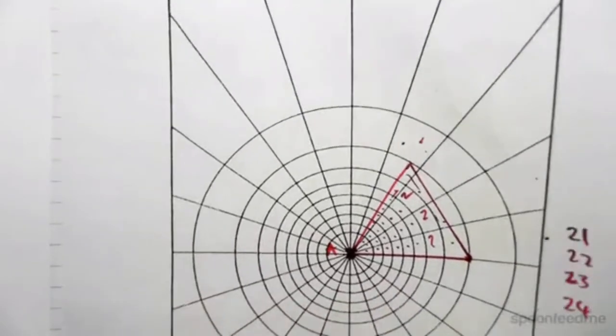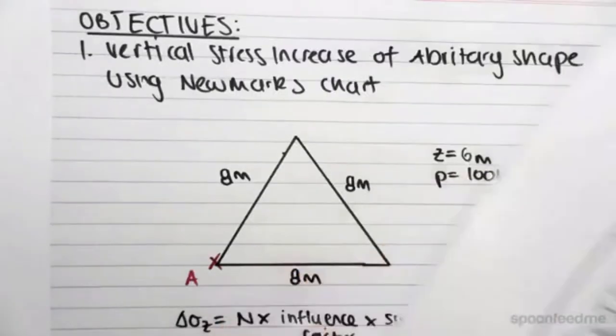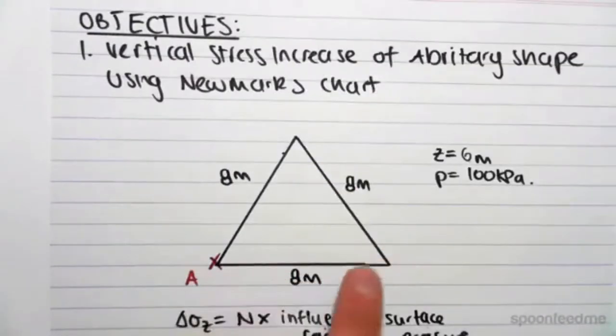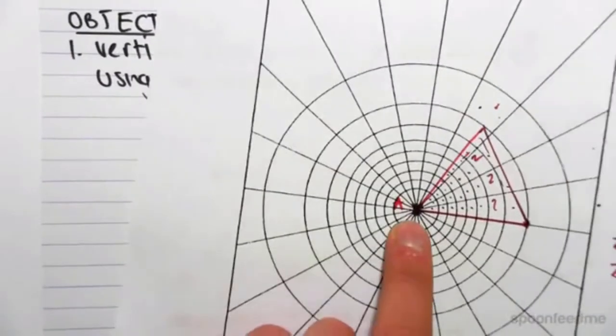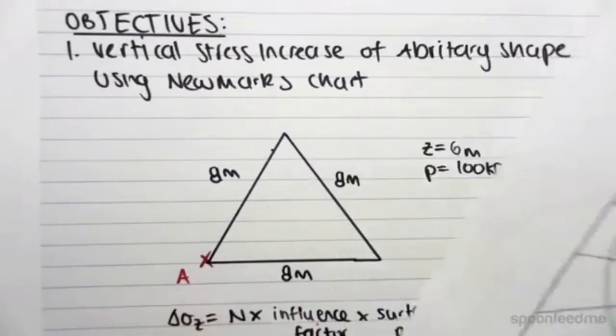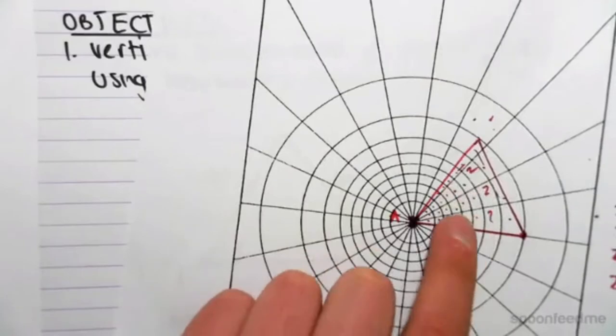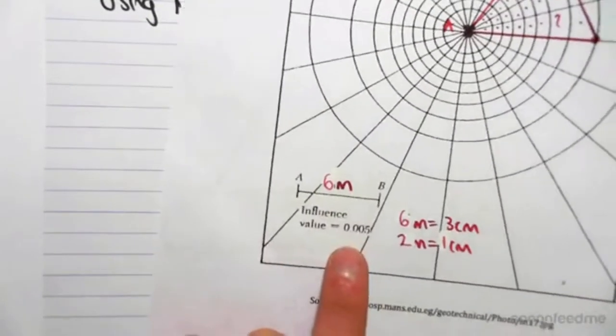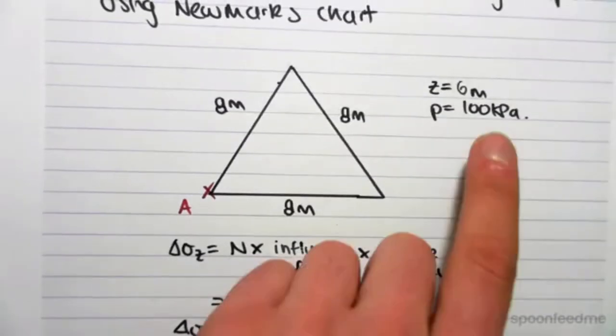Once again, all you have to do is be given a depth. You use that depth to scale off. You then use that scale to draw your shape, where the center of the Newmark's chart is the point you're interested in. You then count the number of curvilinear rectangles, so we've got 24. You multiply that by the influence factor, which is given here, and then you multiply that by the surface pressure, which will be given.